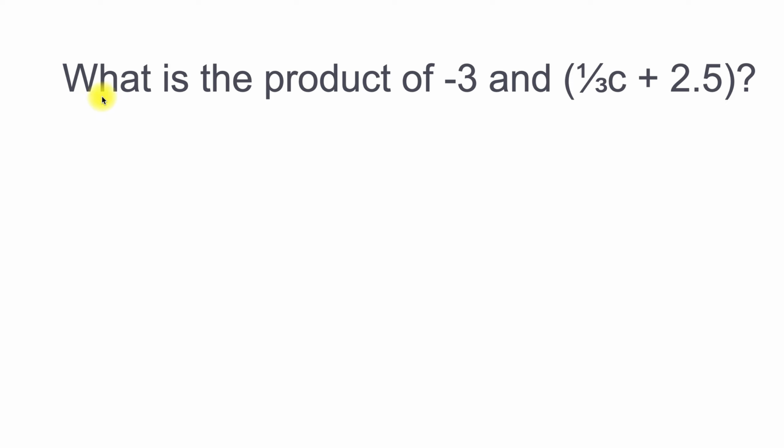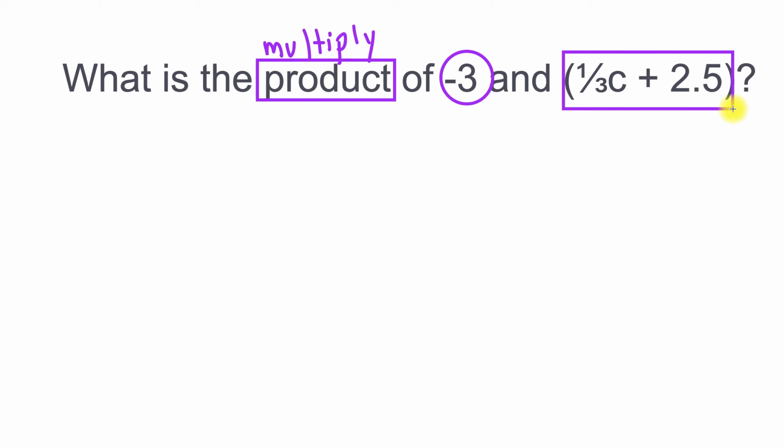So this question says, what is the product of -3 and 1/3 c plus 2.5? The key term here that's really important is this word product, because the word product is a key word that's telling us that what we need to do is multiply. And what exactly is it that we're going to have to multiply? Well, they're giving us two things. They're saying that we have to multiply -3 here and this entire expression here, which is 1/3 c plus 2.5.